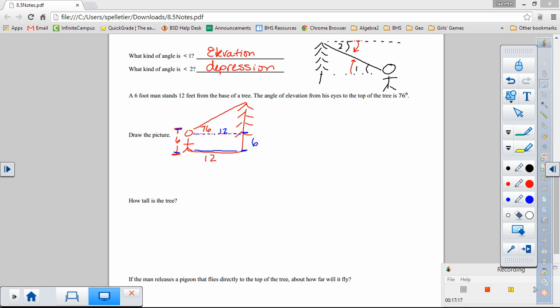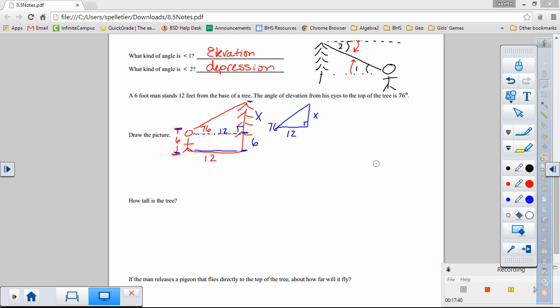And if we want to know the height of the tree, then really we're just looking for this distance up here. We don't need the whole tree. We already know it's starting off 6 feet tall. We just need to know how much more it is. So we're actually going to use this triangle at the top, and if I just redraw it without all the other stuff, we have x, we have 12, and we know this is a 76-degree angle.